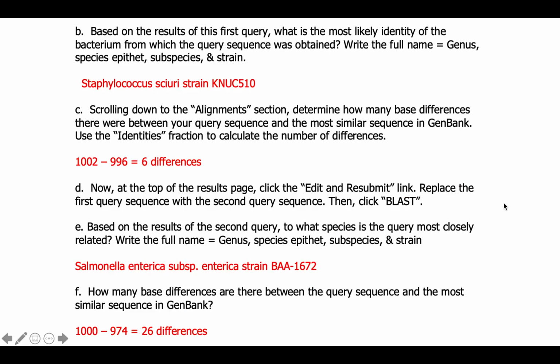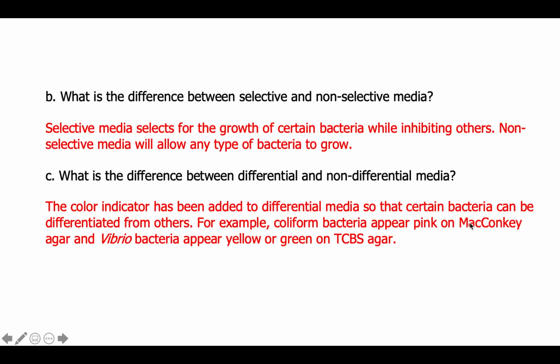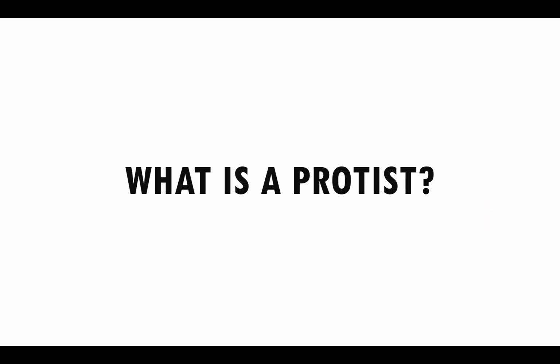So here are the answers to the second page. The difference between selective and non-selective media, definitely talked about that, so don't get this wrong. Differential, remember it does allow you to differentiate between species, but you also get this color indicator. So change in color can also help you differentiate species on a plate.